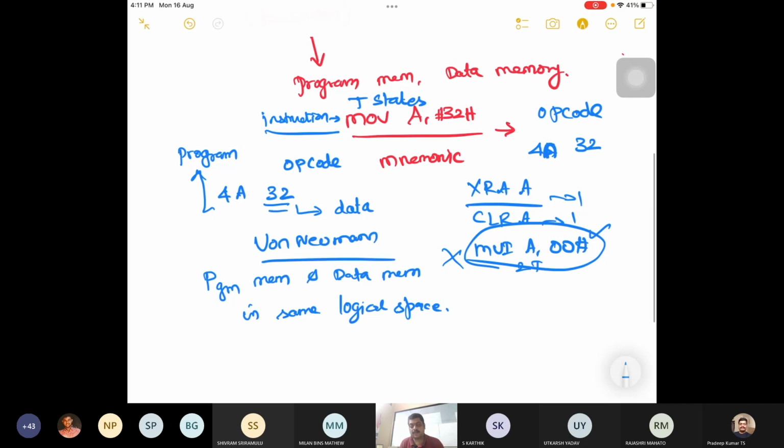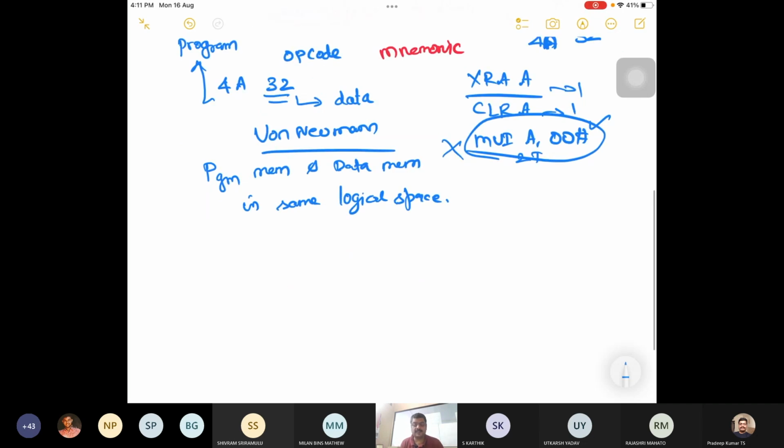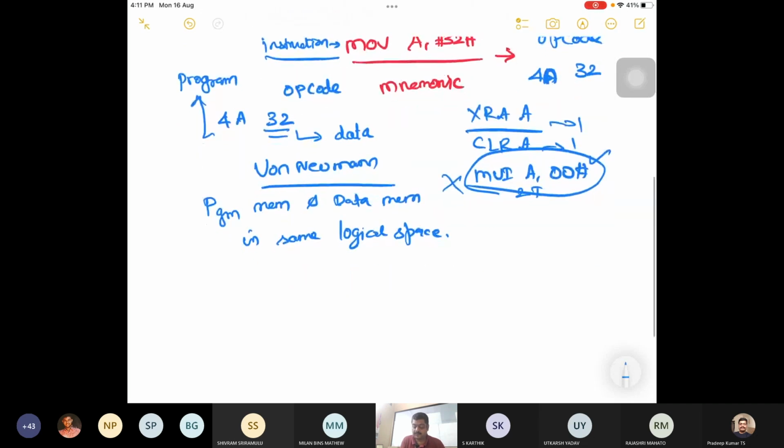Okay, he suggested program memory and data memory in the same logical space. Logical space means a memory space. He wanted to have them in the same space. So now in our case, what happens? 4A and 32 will be in the same logical memory space available to the processor.